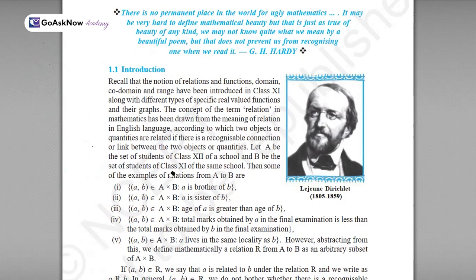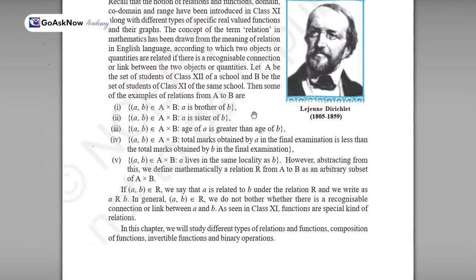Suppose that I have a set of students of class 12, which is denoted as set A, and another set B of students of class 11 of the same school. Then some examples of relations from set A to B are given. If I have (a, b), with a from set A and b from set B, and a is a brother of b, this is one relation. It is written in set builder form, and it is one type of relation on A cross B.